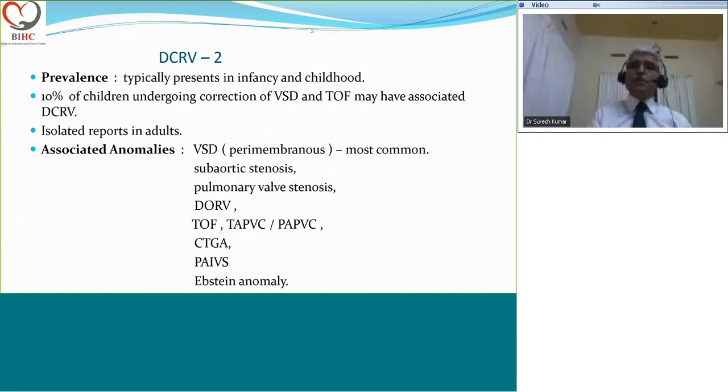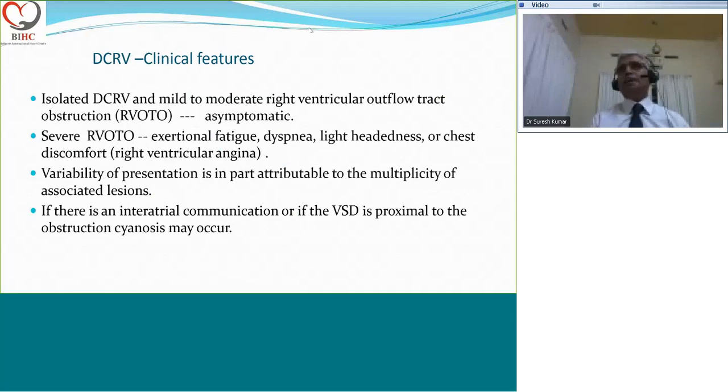Isolated DCRV with a mild to moderate outflow obstruction is asymptomatic, but severe RVOT obstruction would present with exertional fatigue, dyspnea, lightheadedness, or chest discomfort. And the associated lesions can make the presentation quite variable. And if there is an interatrial communication, or if the VSD is proximal to the obstruction, cyanosis can occur.